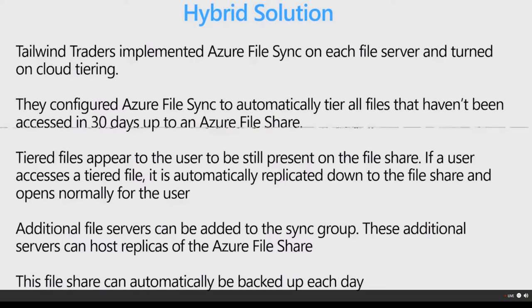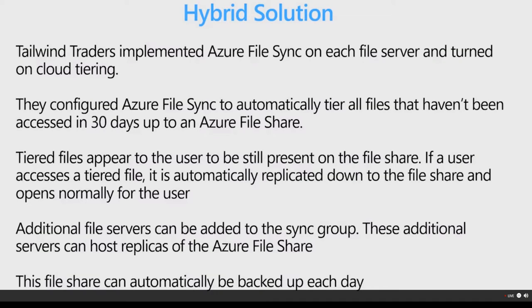With Azure File Sync, it'll say, hey, you haven't touched this for 30 days. Bang, I'm automatically going to go and tier that for you. And if you're a user accessing that file on the file share, you've got no idea whether or not it's been tiered or not. But if you try and open it, what happens is it syncs back down from the cloud and then opens normally.